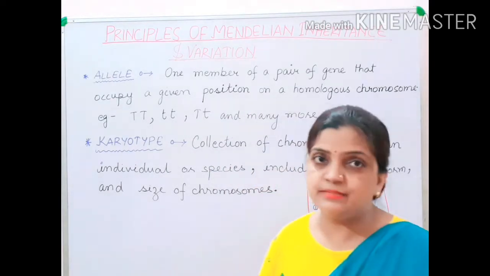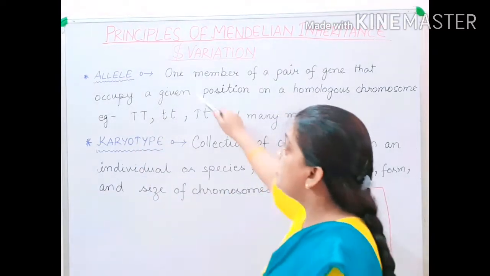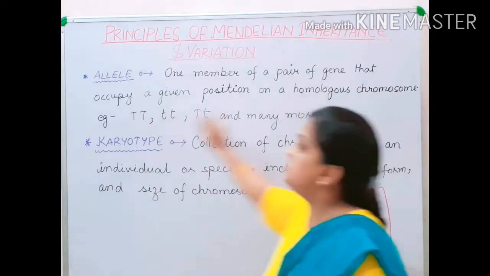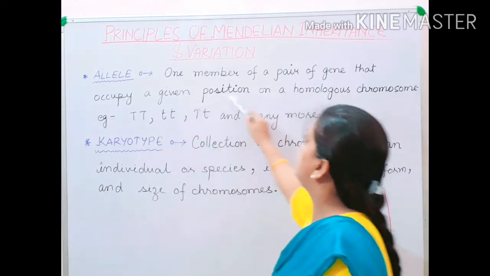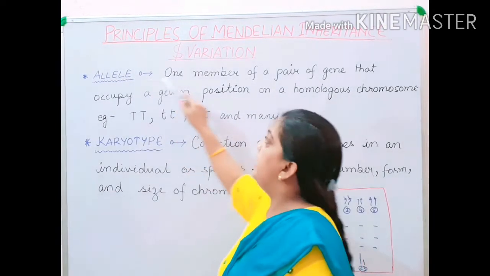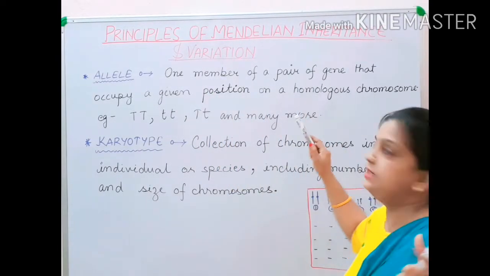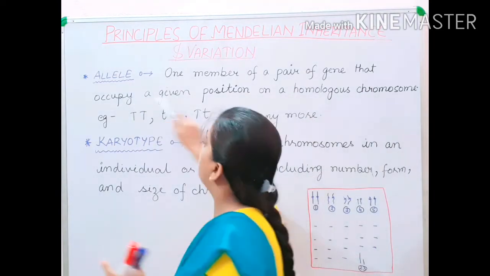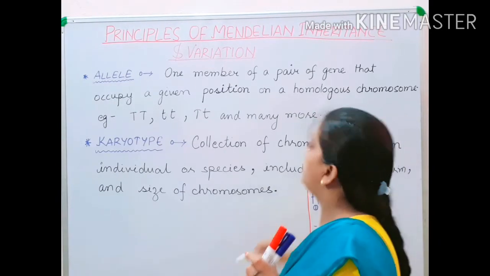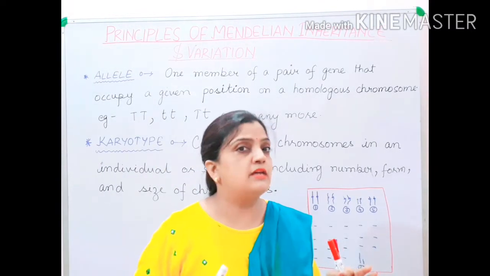So children, let us begin now, and I am starting with allele. What is allele? Now let us define it. One member of a pair of genes that occupy a given position on a homologous chromosome. So children, what is allele? It is one of the members of a pair of genes that occupy a given position on a homologous chromosome. Hope you understand what a homologous chromosome is. I have explained it very nicely in my last video.